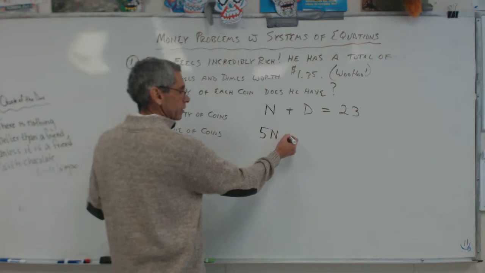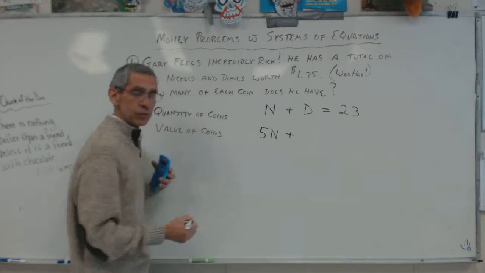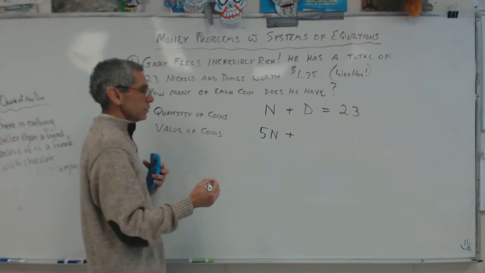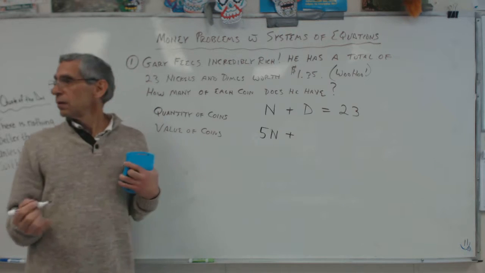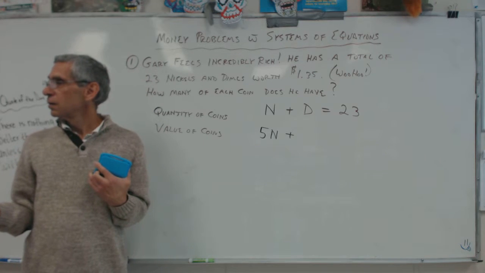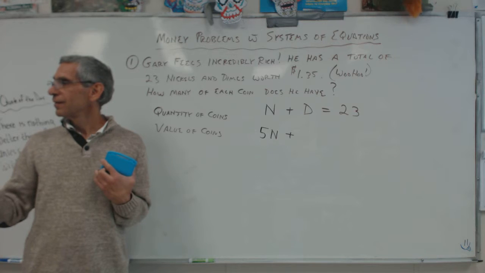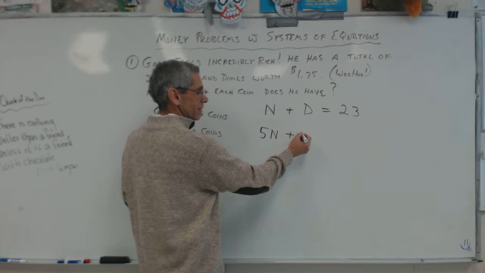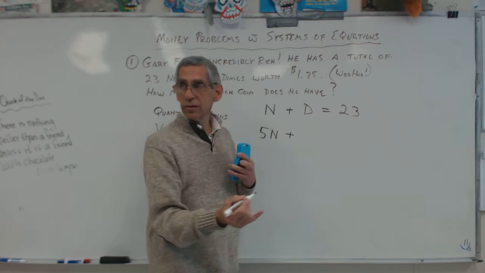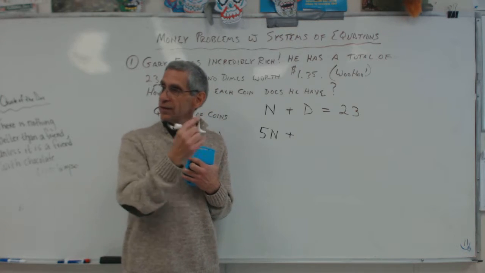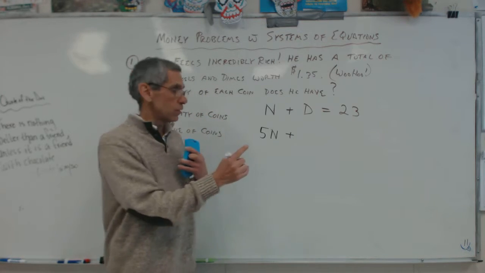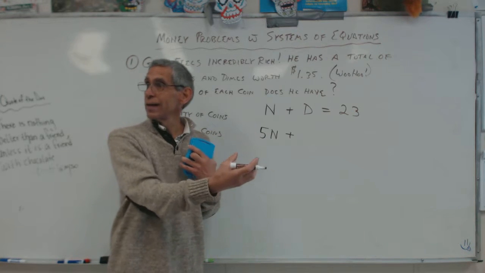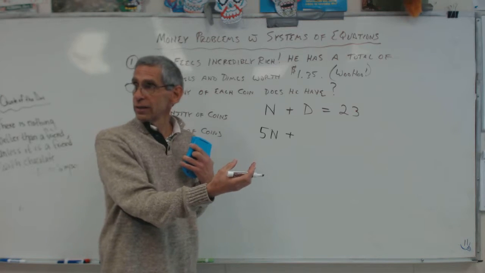All right, John. What's the value of dimes? Are you saying then I should put 10d? Yeah. So that would be the value of 10 cents times the number of dimes. Good job, John. If I had 3 dimes, it'd be 3 times 10, 30 cents, right? So 10d.